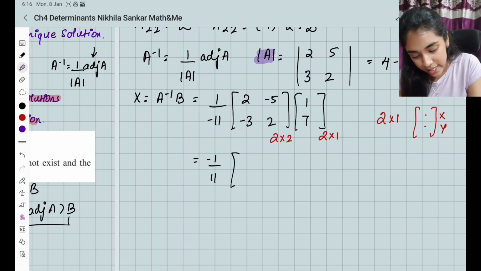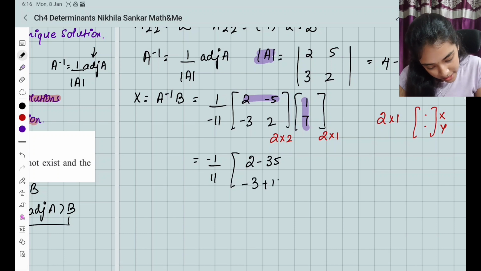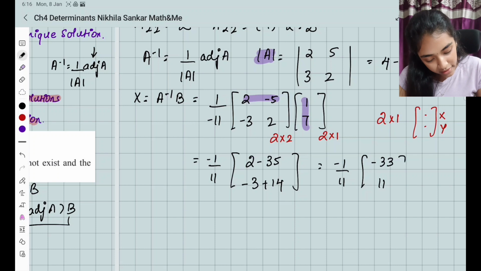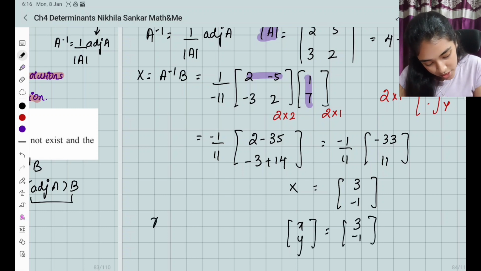When I multiply this inside, I have first row and the first column. So 2 ones are 2 minus 7 5s are 35. Then minus 3 plus 14. So this is going to be minus 1 by 11 times 2 minus 35 is going to be minus 33. Then minus 3 plus 14 is going to be 11. So when I multiply the minus 1 by 11 inside, I'm going to have 3 and minus 1. So this is my x matrix. So x, y equals 3, minus 1. So from this you have the value of x to be 3 and value of y to be minus 1.